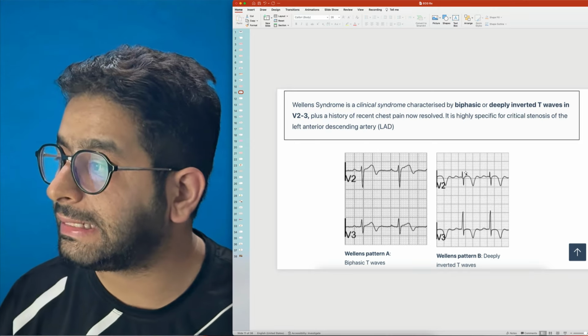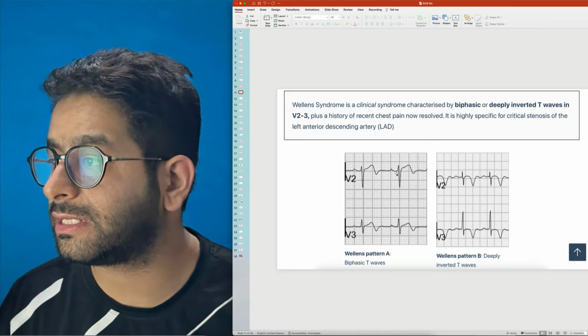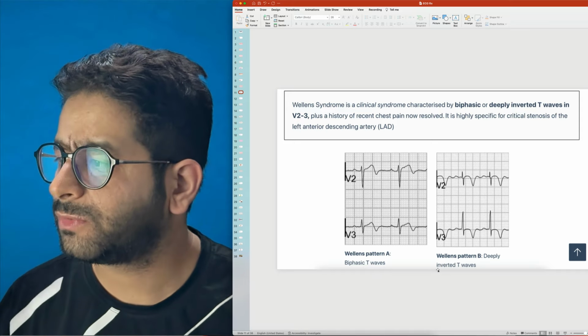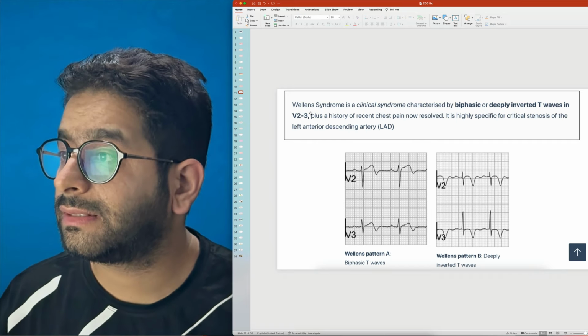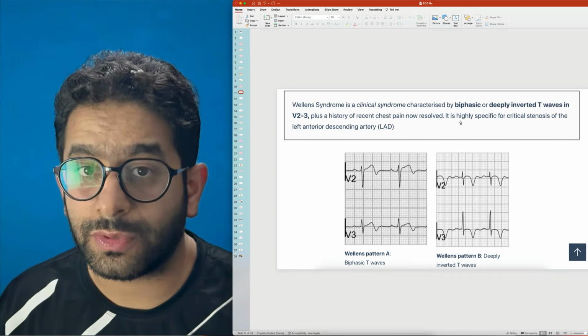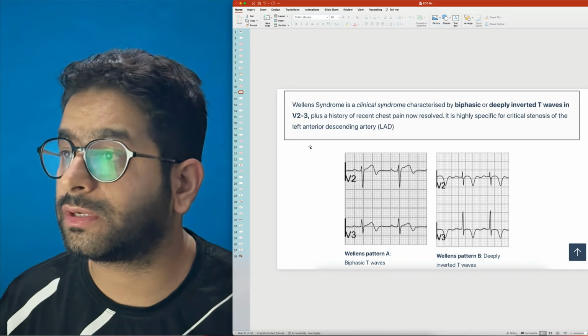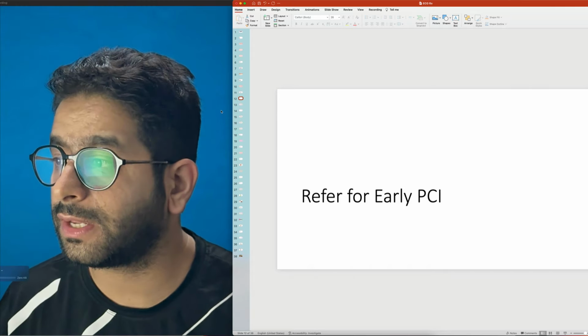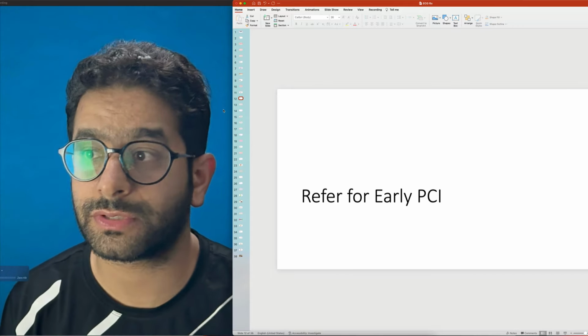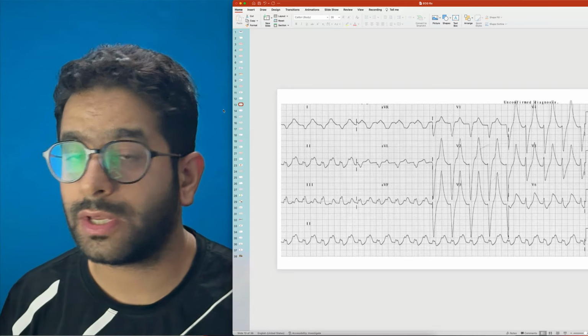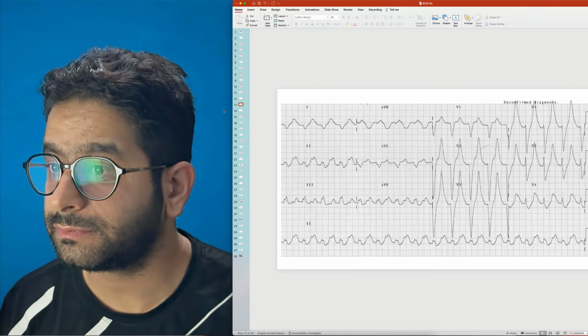Then these deeply inverted T waves in leads V2, V3 or maybe V4, V5, this is known as Wellens pattern B. Again, these signs, this is what is known as Wellens syndrome. It's highly specific for a critical disease of the LAD. You need to know this, okay? So you refer these patients for early PCI. They're not candidates for thrombolysis. You refer these patients to centers capable of PCI.